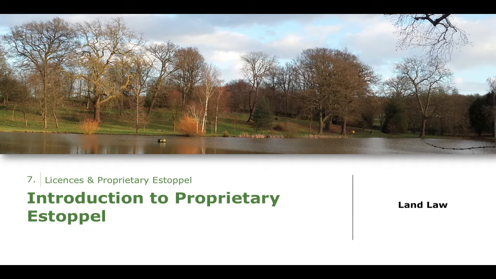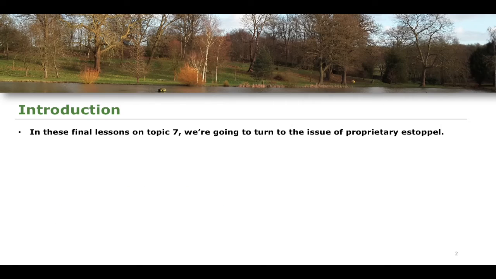This lesson is going to start talking about the idea of proprietary estoppel, sometimes known as estoppel licenses. We are going to introduce proprietary estoppel in this lesson before spending a little more time unpacking the key components of proprietary estoppel in the next. These are the final lessons of topic number 7, looking at licenses and proprietary estoppel.